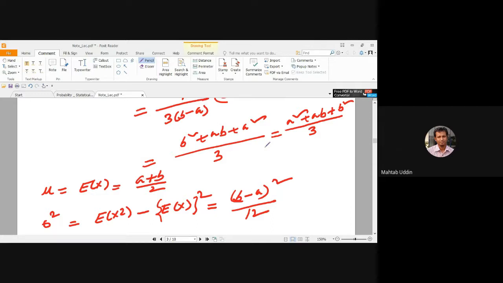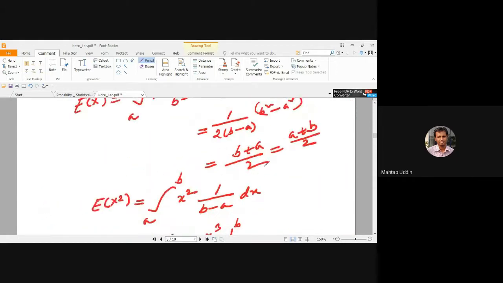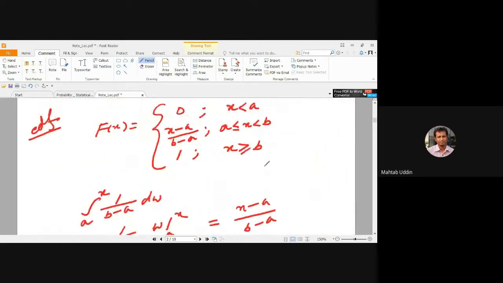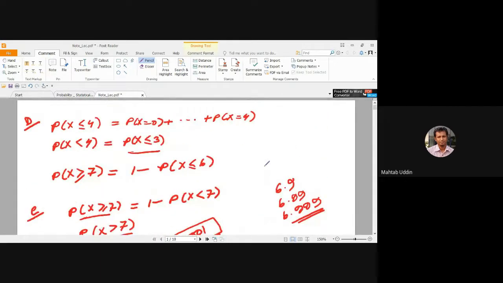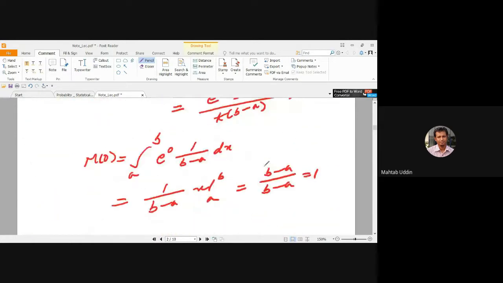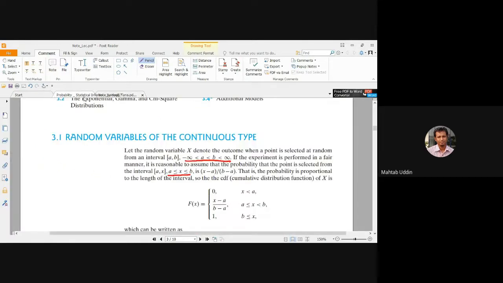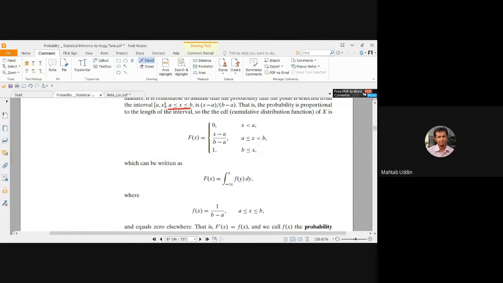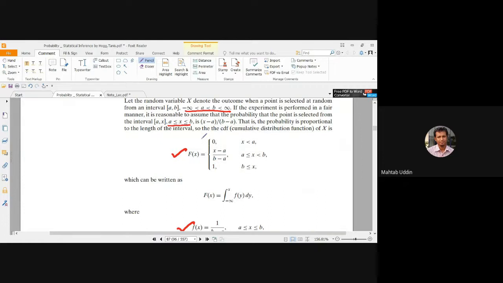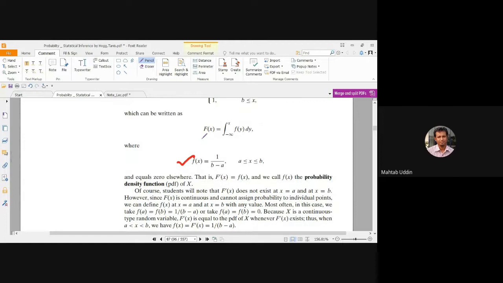Do you understand? Yes, sir. Actually, I have derived them. I will provide this in our group. I have derived that because these things are not given in your book, that is, proofs are not given in your book. Now I am going to the book. Here you can see the PDF and the CDF are given for the uniform distribution, but they don't say why, or how you can find them.